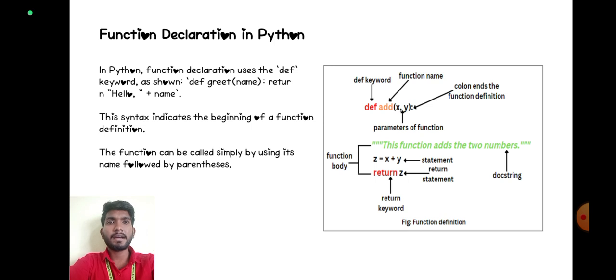Function declaration in Python. In Python, function declaration uses the def keyword as shown. def greet(name): return "Hello " + name. This syntax indicates the beginning of a function definition. The function can be called simply by using its name followed by parentheses. This is the diagram of declaration of a function in Python.